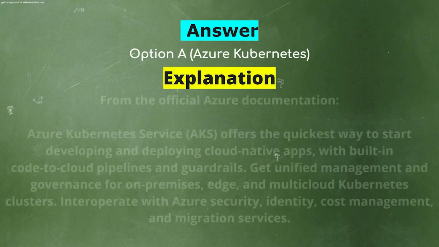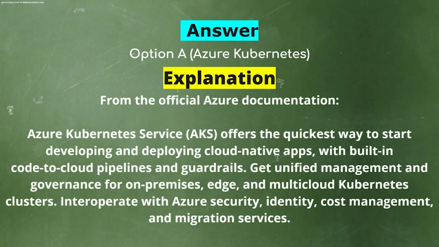Explanation. From the official Azure documentation, Azure Kubernetes Service offers the quickest way to start developing and deploying cloud-native apps, with built-in code to cloud pipelines and guardrails. Get unified management and governance for on-premises, edge, and multi-cloud Kubernetes clusters. Interoperate with Azure Security, Identity, Cost Management, and Migration Services.